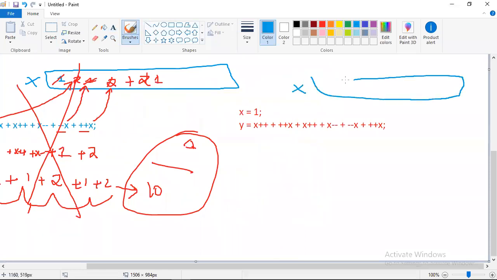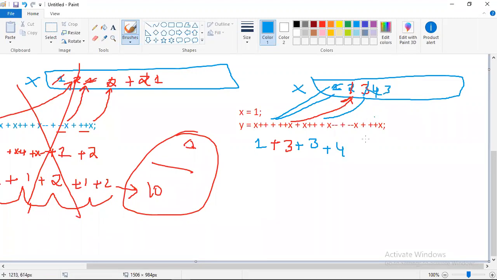X plus plus, value 1. First what to do? Read 1, then increment to 2. Okay, plus. Plus plus X. What is plus plus X? First increase, 2 increased to 3. Then read 3, substitute. The next plus. X plus plus. First read 3, then increase to 4. Plus X minus minus. First read, then decrease to 3. Plus. Plus plus X. First decrease to 2, then read 2. Plus, plus plus X, increase to 3, and substitute 3.